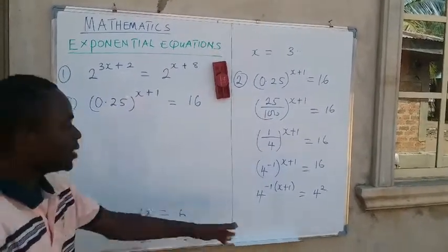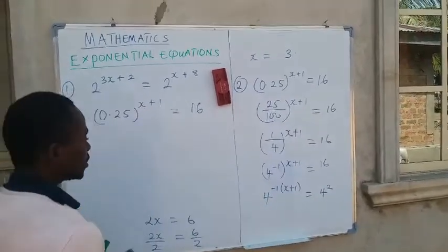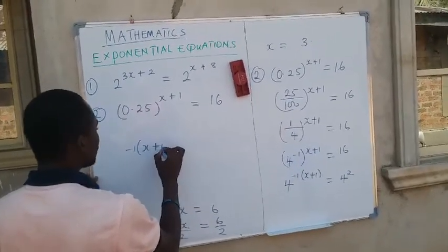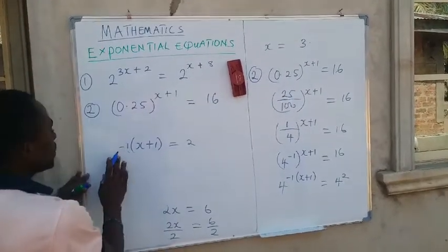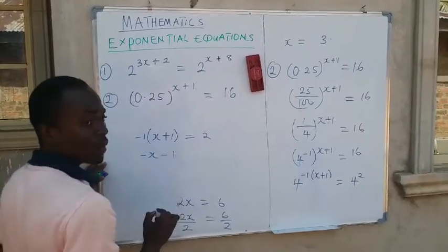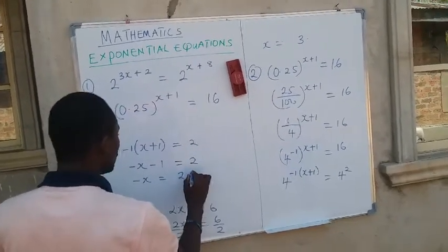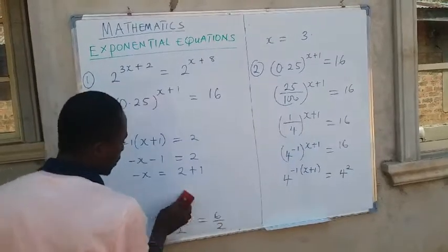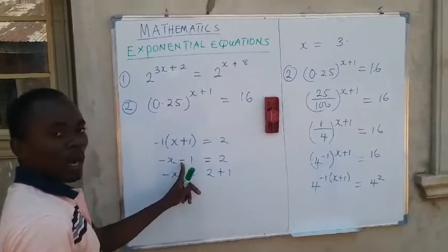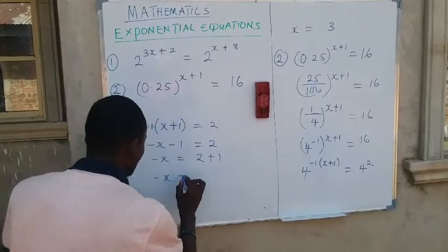Since the bases are the same on both the right and the left hand side of the equation, we are going to equate the powers so as to continue solving this equation, so that we have minus 1 times the bracket of x + 1 equal to 2. Opening this bracket, minus 1 times x gives us minus x, minus 1 times plus 1 gives us minus 1, which is equal to 2. So we have minus x equal to 2 + 1. We have plus 1 because 1 was initially negative; it crossed the equality sign and became positive. So we have minus x equal to 3.